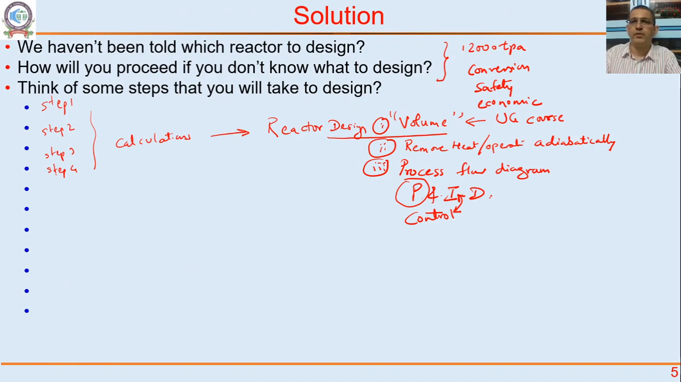You have to ensure that it is safe. You have to ensure that it is an economic design. Economics of the process work out. This is what you have to ensure. This is real life. That is why I call this section of this course real life reactors. Pause the video, do it for yourself.